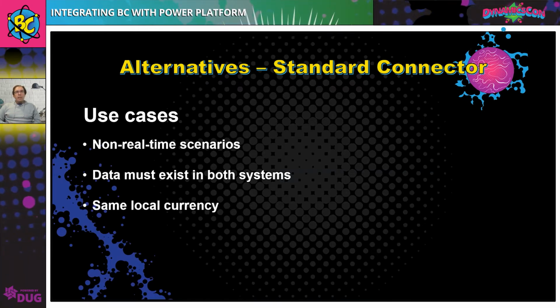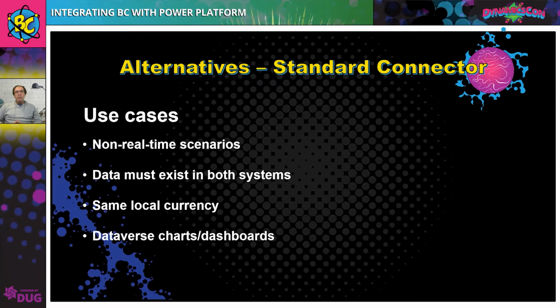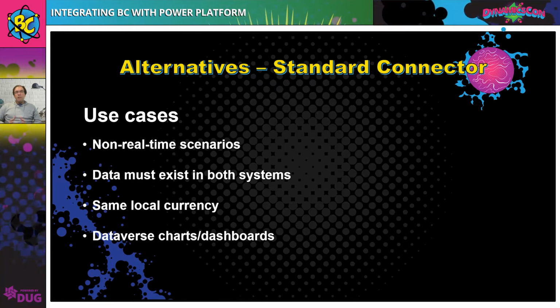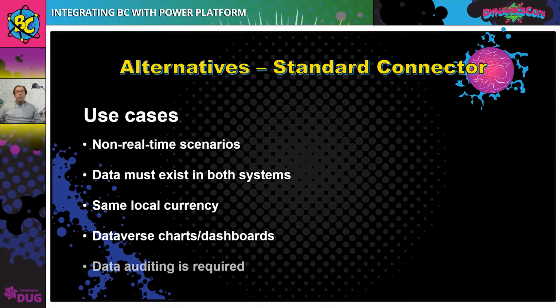The other place where you can use the standard connector is if you have the same local currency. If the company that you're using and the entities that you're using on the other system have the same local currency, then you should be able to use the standard connector. And finally, because the data exists in both systems, if you need Dataverse to have charts and dashboards enabled using that entity, then you can use the standard connector, right? And finally, if data auditing is also required.